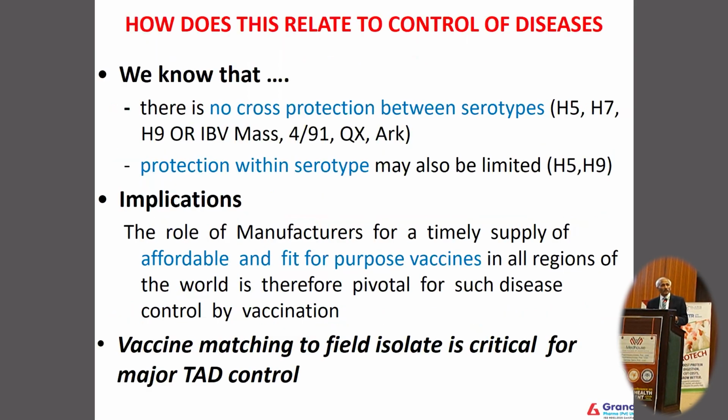And how it's important for the control of diseases, that's another part, because in the later presentation, I will give you some examples of how we have tried it in the field. We know that serologically they're distinct. You cannot have protection using H5 vaccine against H7, and vice versa.